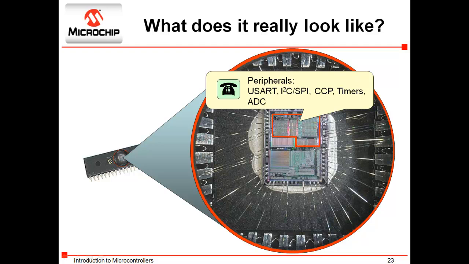Communication peripherals such as a USART and I2C SPI module. A capture-compare PWM module that is commonly used in motor control applications. A timer that can be used as a time base for your application, and finally, an analog to digital converter for translating analog signals. Note that this particular device does not have an internal oscillator.